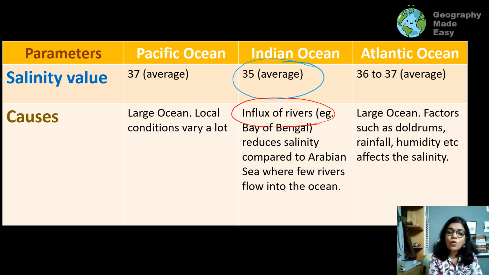For the Atlantic Ocean also, it's a large ocean. It is traversing from the northern to the southern hemisphere. So again, local conditions can vary, or they can affect the salinity in certain places. Factors such as the wind directions, rainfall, and humidity all affect salinity.